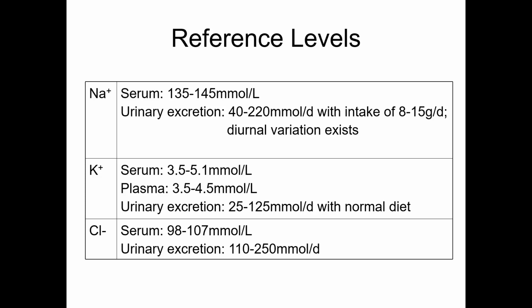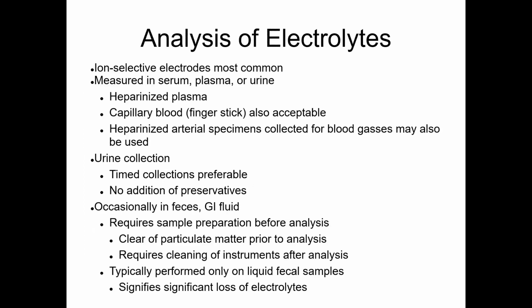Reference levels are listed in this table. And then the analysis of electrolytes. Ion-selective electrodes are the most common. It's measured in serum, plasma, or urine. Heparinized plasma, capillary blood, or a finger stick is also acceptable. Heparinized arterial specimens collected for blood gases may also be used. For urine collection, timed collections are preferable, with no addition of preservatives. Occasionally it's measured in feces or GI fluid.